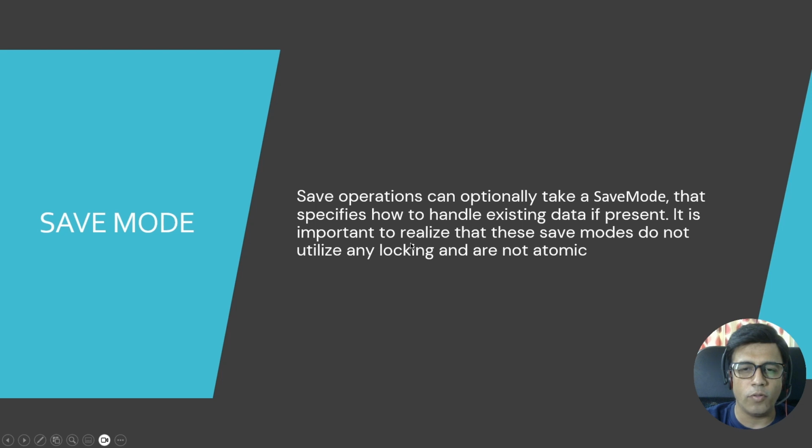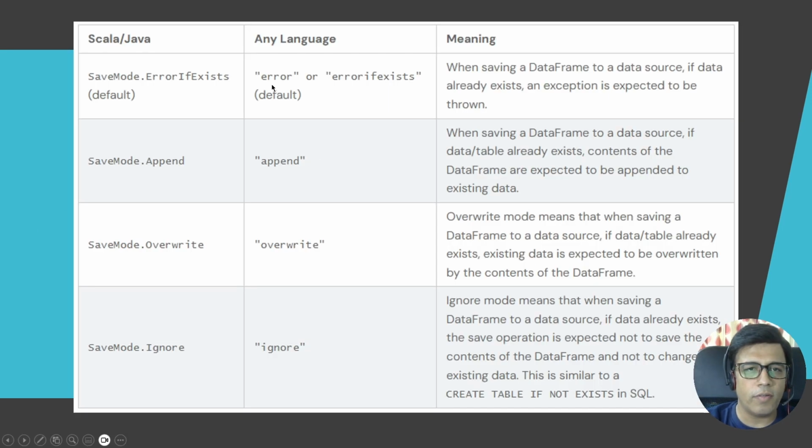What do we want to do with the existing data: if we want to overwrite it, if we want to append to it, or if we want to ignore the error. So let's see what options we have here. First one is error, or it also says error if exists. If the file already exists, I'm saying that you don't write it back to the same file, instead throw an error. The next one is append. If data is already present, just append the new data at the end of the existing data.